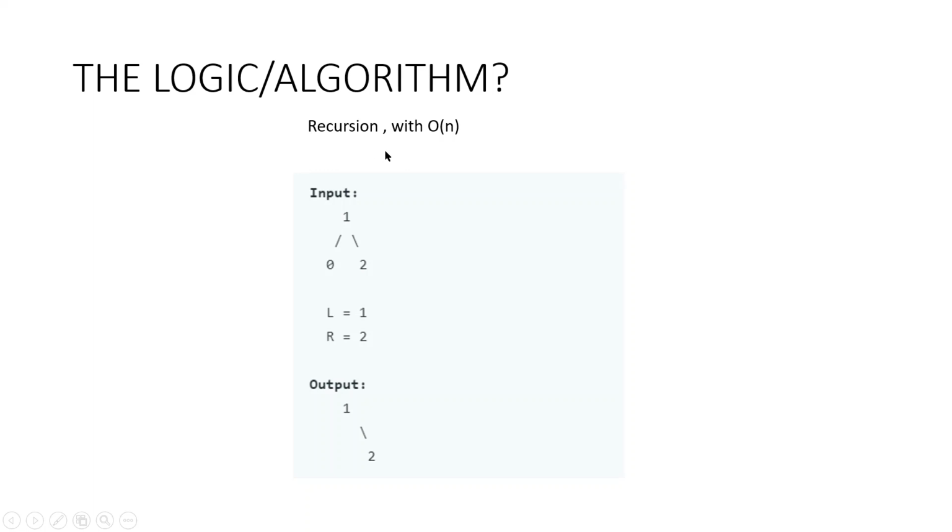So the logic behind my method of solving is that it follows a recursion algorithm, and the worst case time complexity is big O n. So for example, consider this tree having 1, 0 and 2. Now if I set my left range as 1 and I set my right range as 2, my output should be of the following. That is, it should remove that 0 and get me a tree as such, a tree which follows the properties of a binary search tree. So my values should be 1 and 2.